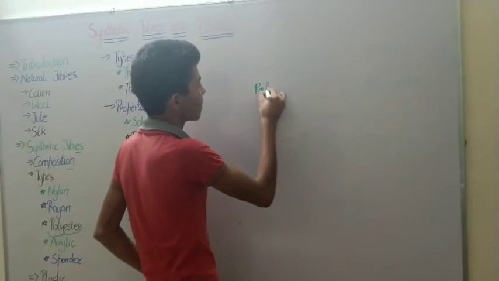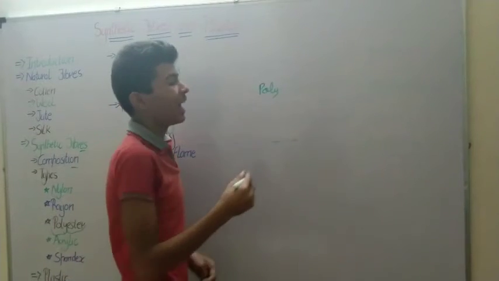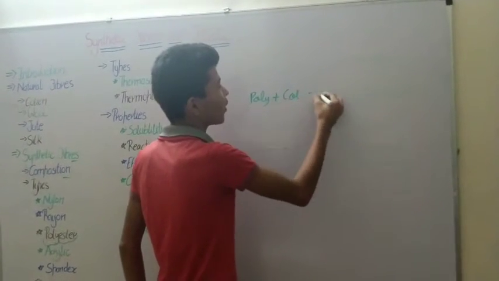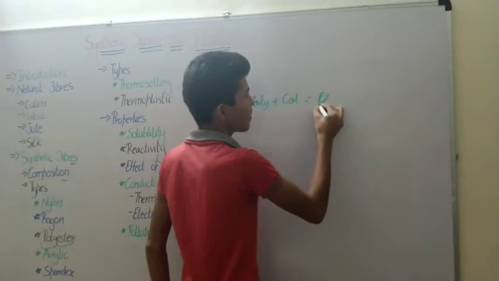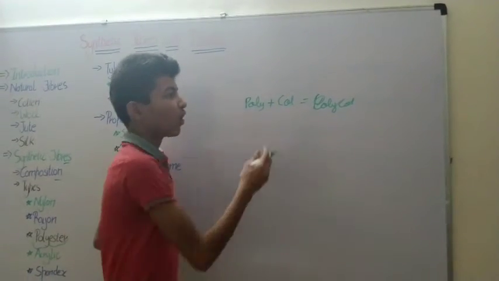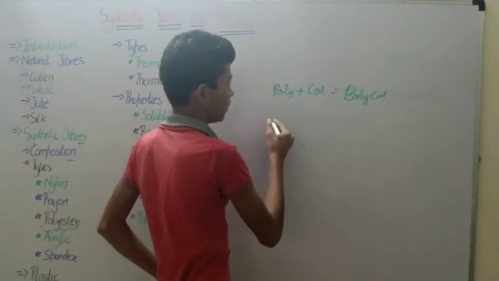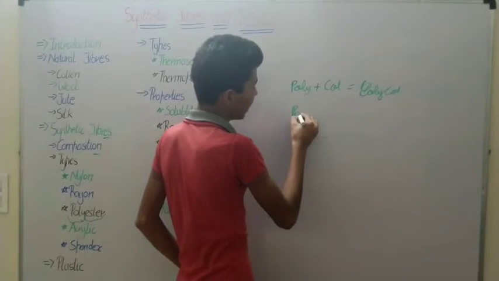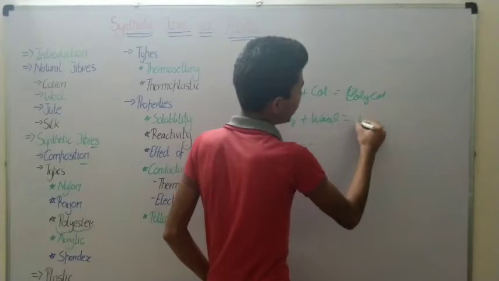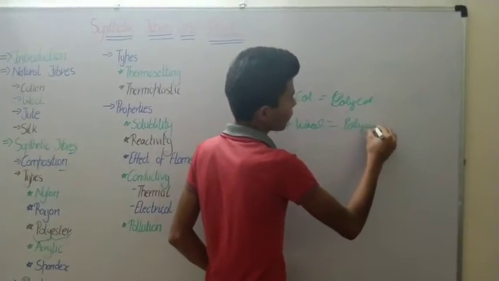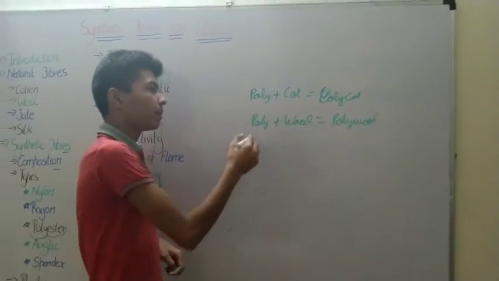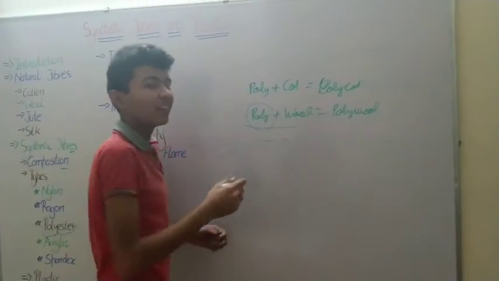So if we have polyester and we add cotton to it, we get a polycot. That is polycot, a mixture of the poly and the cotton. That is polyester plus cotton. If we add polyester plus wool, we get polywool. Polywool, and the polyesters are of many varieties.